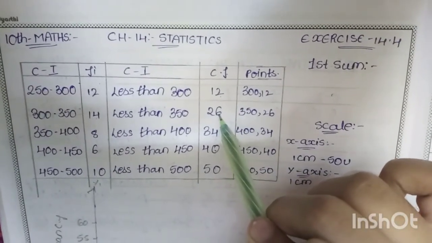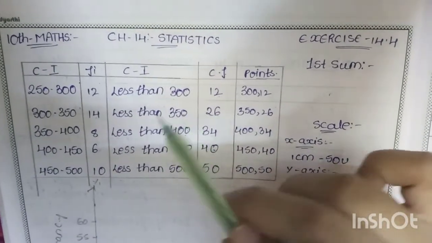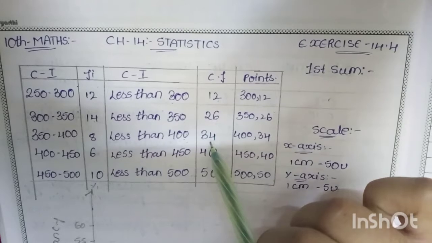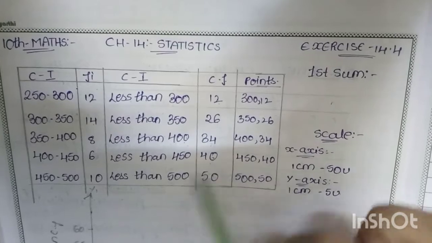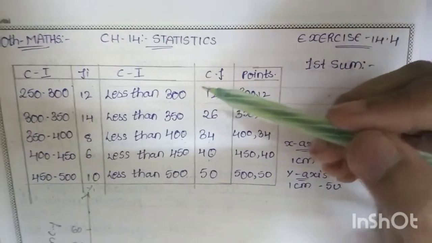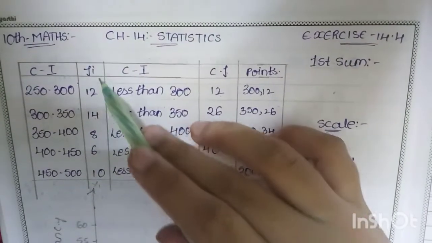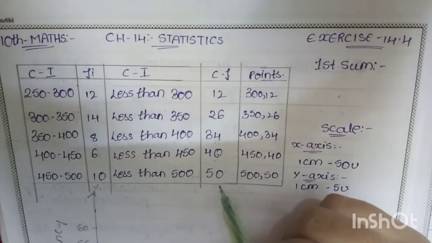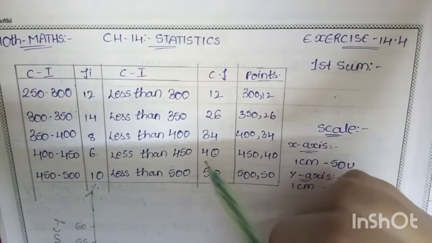In the same way, we need the cumulative frequency of less than 400. That means less than 350 are also included. So 8 plus 26 will be equal to 34. Less than 450, that is 6 plus 34 will be equal to 40. Next, less than 500 means less than 400, less than 450, less than 350. We want all these values, so we can add 10 to 40 and get 50. So if you add all these values, that is the addition of frequency will also be equal to the final number of cumulative frequency. Now we need the points to plot them on the graph.